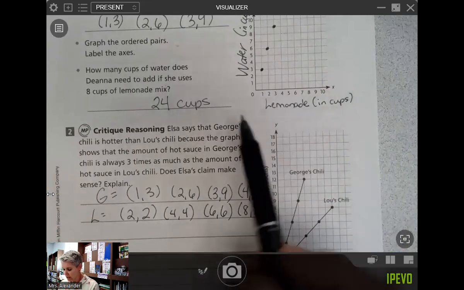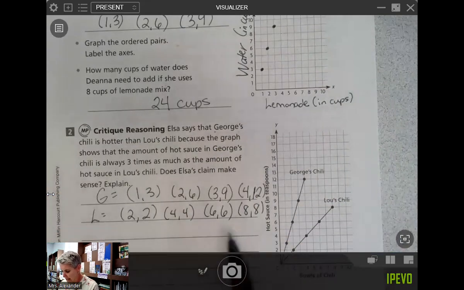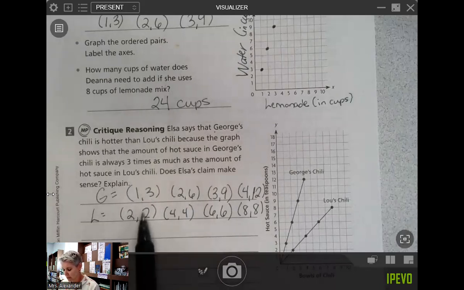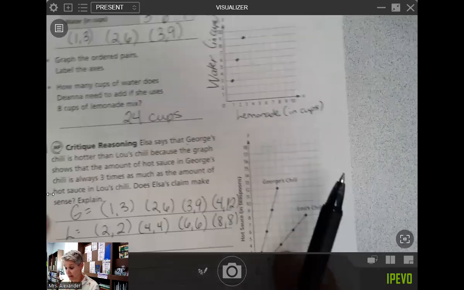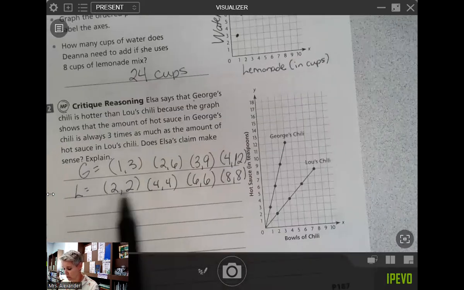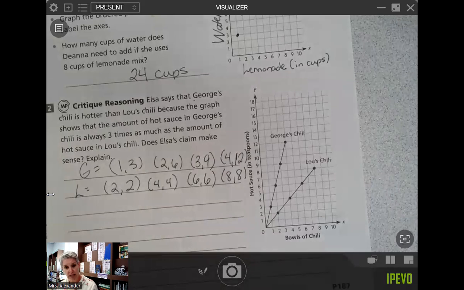So again, she says George's chili is hotter because the amount of hot sauce is always 3 times as much. What would be the comparison for Lou's chili? It's just 1 time, right? It is the same, the bowl to the hot sauce. So does her claim make sense?